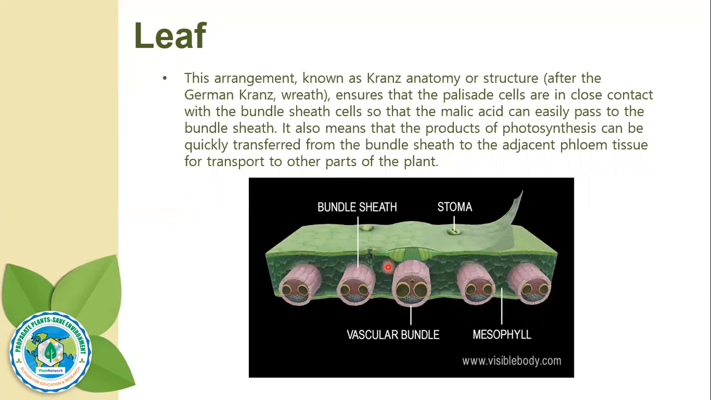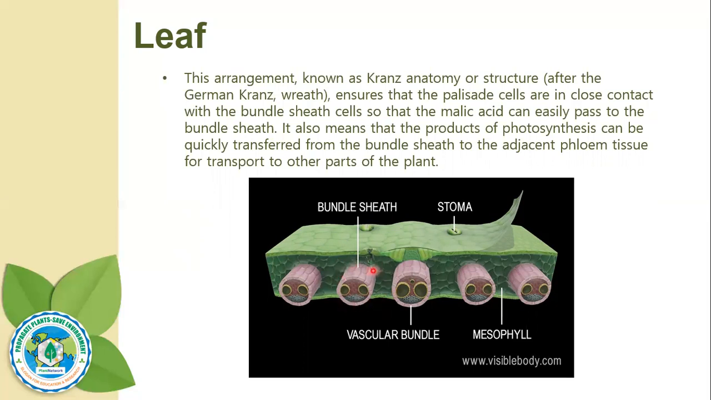This photograph shows the cylinder of the bundle sheath around the vascular bundles. This is the monocot leaf. These are vascular bundles 1 and 2, and around these two vascular bundles the bundle sheath is present. This is very clearly visible. This arrangement is known as the Kranz anatomy or structure, after the German word Kranz, meaning wreath.